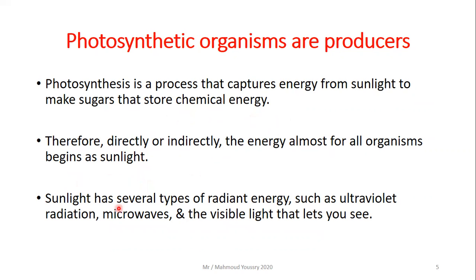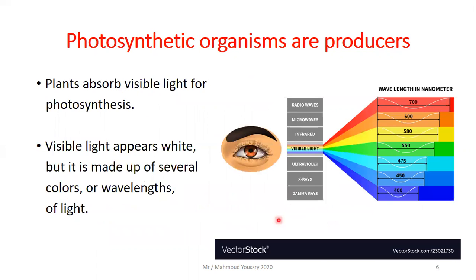Sunlight has several types of radiant energy, such as ultraviolet radiation, microwaves, and the visible light that lets you see. But look at the visible light itself. Plants absorb visible light for photosynthesis. The visible light appears white, but it is made of several colors or wavelengths of light. As you can see, these are the 7 colors that make the visible light.